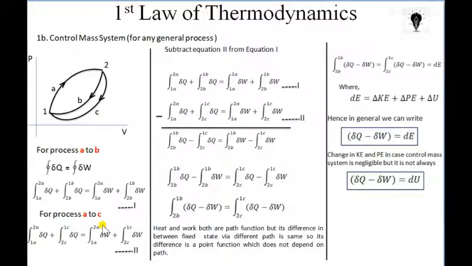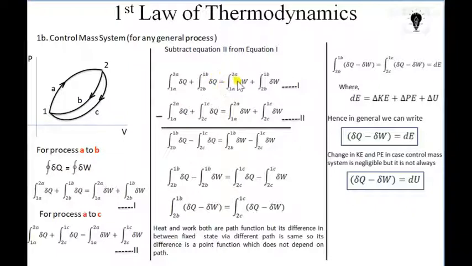Okay, so now we have got two expressions, equation 1 and equation 2. Now subtract equation 2 from equation 1. Here we are supposed to subtract equation 2 from equation 1. Some terms look common. Here, the integral from 1a to 2a of del q, and also the integral from 1a to 2a of del q, will cancel.